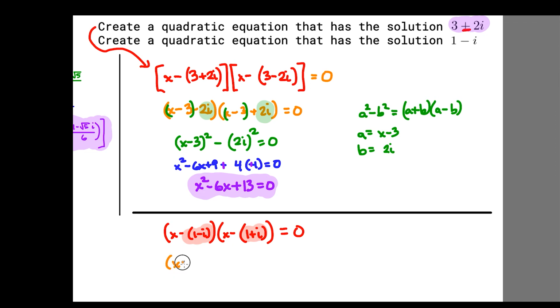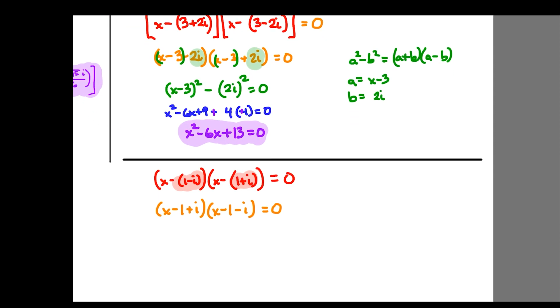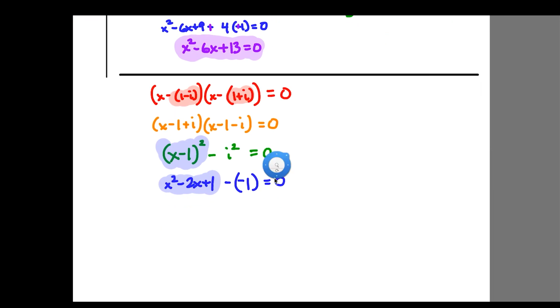So we're going to end up with x minus 1 plus i times x minus 1 minus i is equal to 0. We're going to use that difference of two squares formula again to get x minus 1 quantity squared minus i squared is equal to 0. So we're going to end up with x squared minus 2x plus 1 when we expand this out right here. So these two things that I'm highlighting right here are equal. Minus negative 1 because i squared is equal to negative 1, and this is all equal to 0. This becomes a plus, and you end up with x squared minus 2x plus 1 plus 2 is equal to 0 for your final answer.